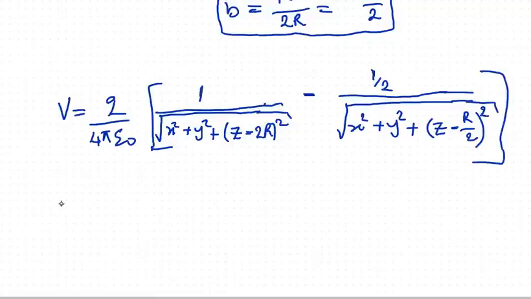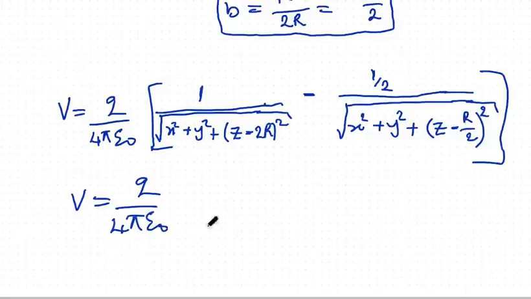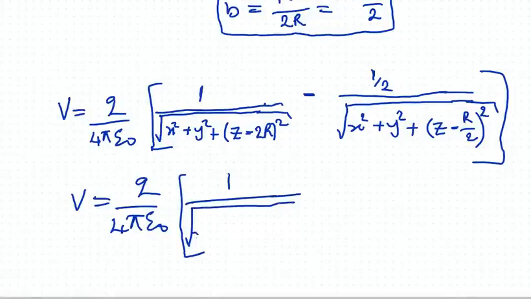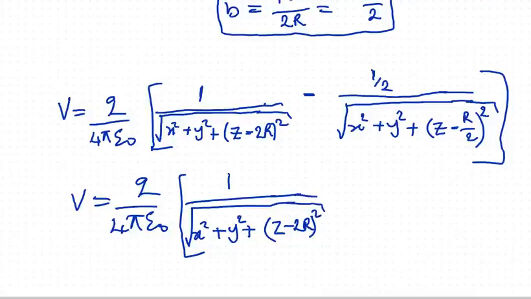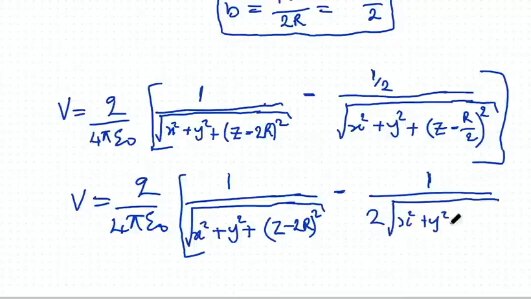So if we factor out a little, we'll have Q divided by 4 pi epsilon naught times 1 divided by the square root of x squared plus y squared plus z minus 2r squared, minus 1 divided by 2 times the square root of x squared plus y squared plus z minus r over 2 squared, and this is the potential.